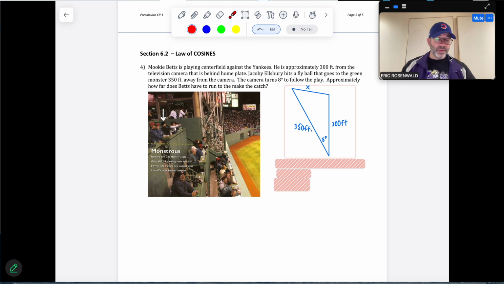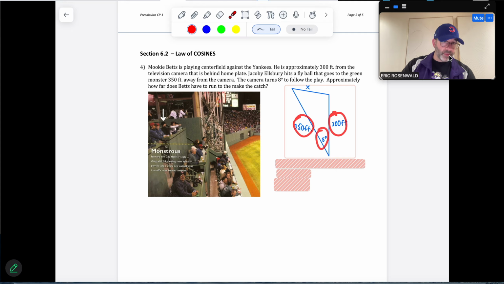So this is what the scenario looks like. The camera has to turn 8 degrees to follow the play. The player's 300 feet out away from the camera. The ball goes 350 feet, travels out 350 feet towards the wall that's off in the distance there. So the wall is going to be over here. The player, who's right here, has to run and chase down the ball. So he has to go this direction to get to it. The question is, how far does he have to run? So let's set this up. Ready? It's a side angle side situation.